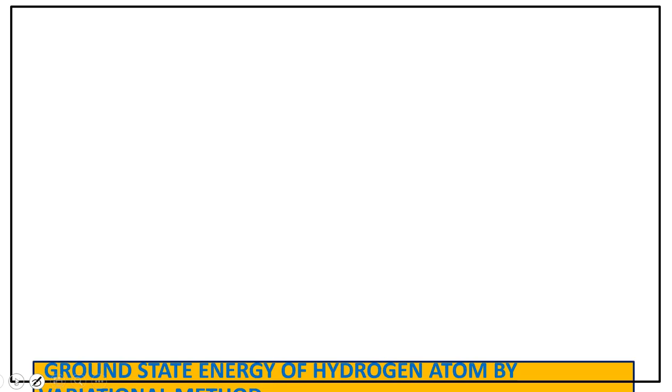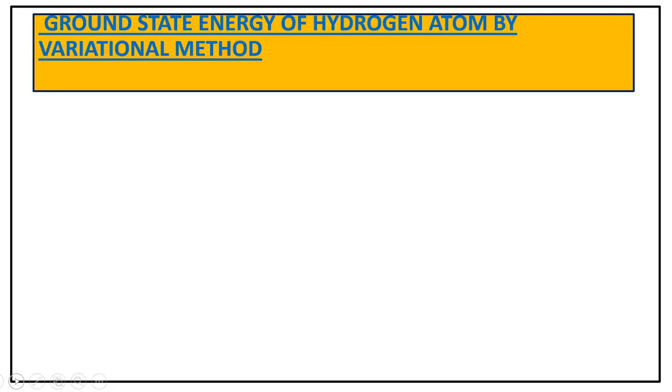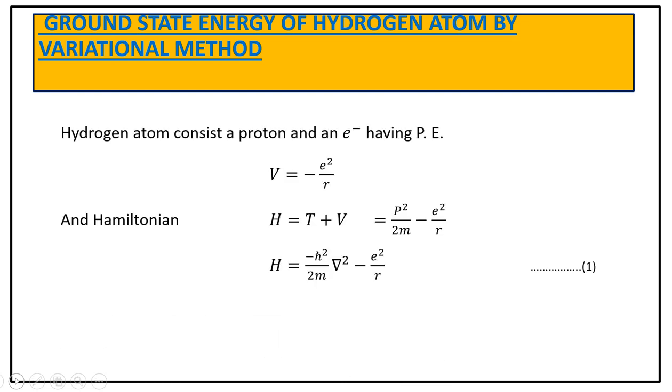Today, my video lecture is on the ground state energy of the hydrogen atom with the help of the variational method. The hydrogen atom consists of a proton and an electron having potential energy minus e square upon r. This is the nucleus, the proton, and this is the electron. The separation between them is r.